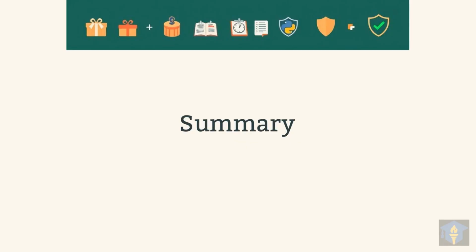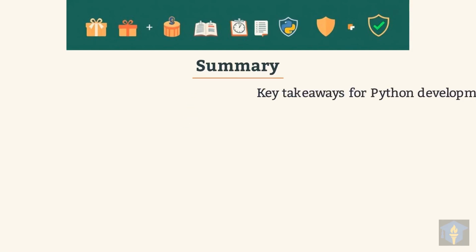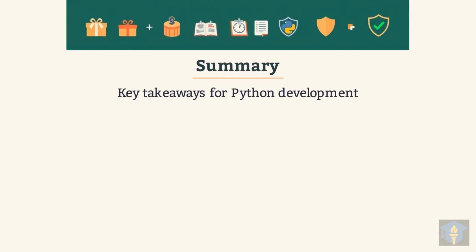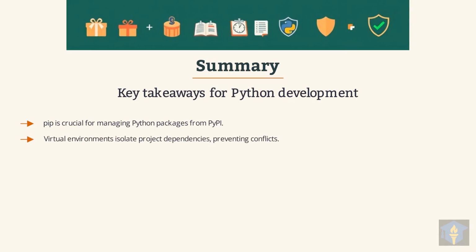All right, let's wrap up our discussion with a concise summary of the key concepts we've covered in this module. Here are the most important takeaways that will significantly enhance your Python development efficiency and reliability. First, remember that pip is absolutely crucial for efficiently managing and installing Python packages directly from PyPI. Virtual environments are essential. They isolate project dependencies, effectively preventing any potential conflicts between your projects.